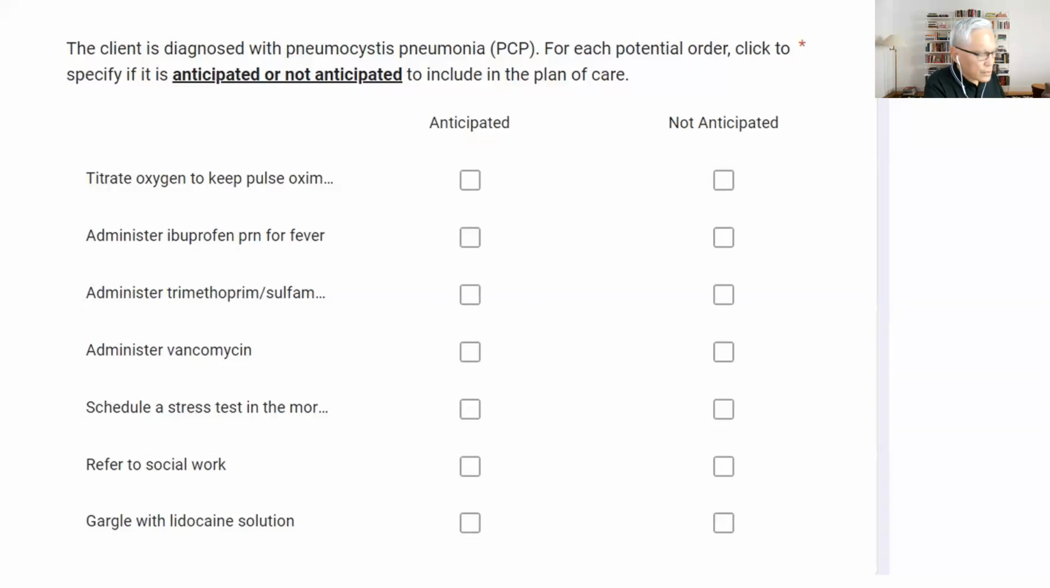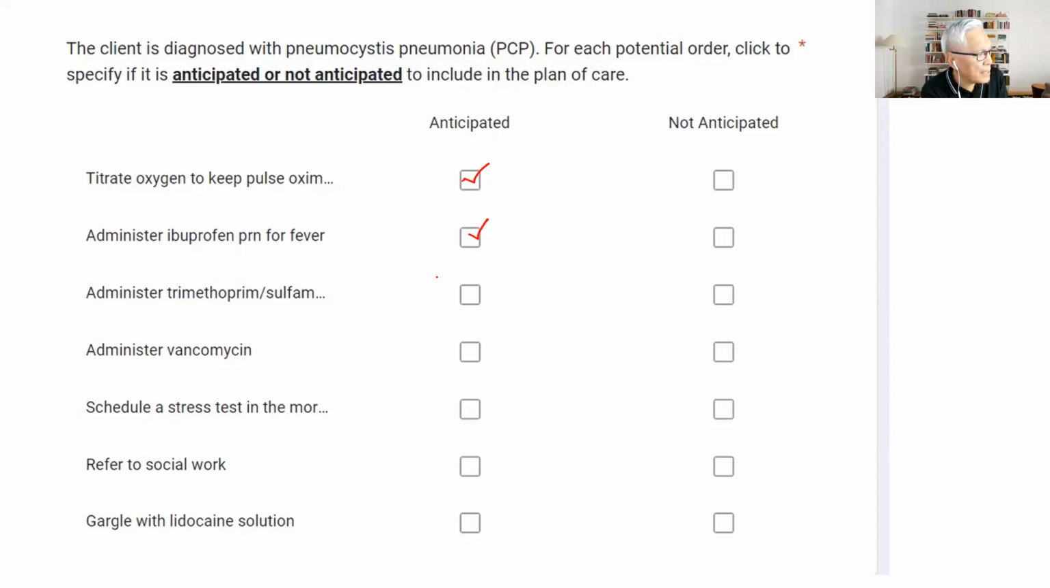Okay, so let's see if each one is anticipated or not anticipated. Titrate the oxygen to keep the pulse oximeter above 95%. I think this is good, right? Because his pulse oximeter was 90. Administer ibuprofen PRN for fever. This is also good. Actually, ibuprofen is much better than Tylenol for the control of fever.